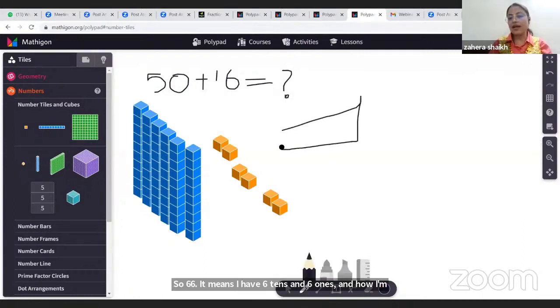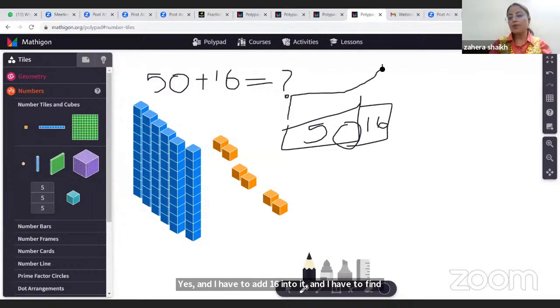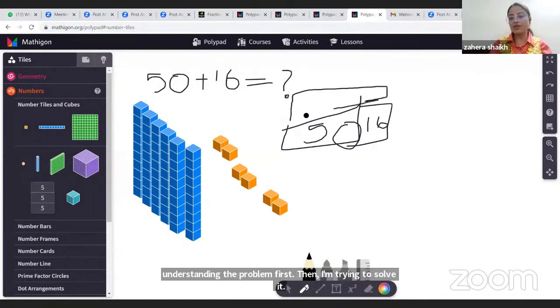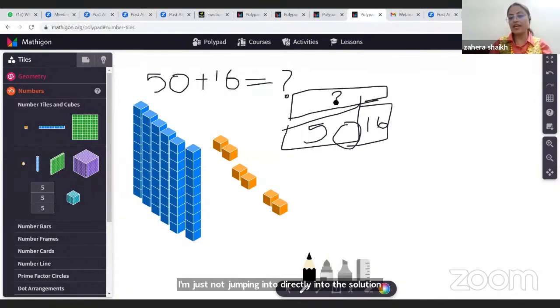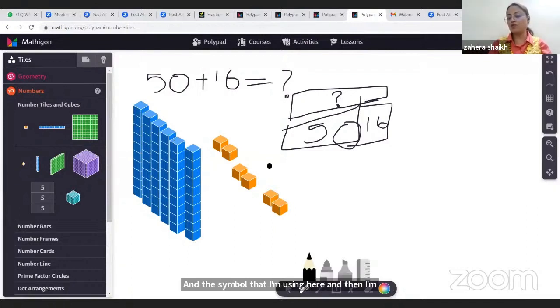So I can make out that I have 50 here, and I have to add 16 to it, and I have to find out. So I'm getting into the problem first. I'm understanding the problem first, then I'm trying to solve it. I'm not jumping directly into the solution, right? I'm making a connection between these two numbers and the symbol that I'm using here, and then I'm using my manipulative. So this is a very simple example. Maybe you are not able to understand what exactly I'm trying to mean.